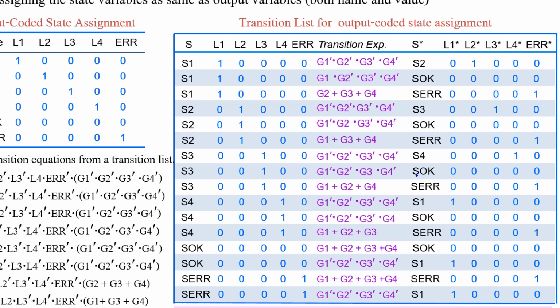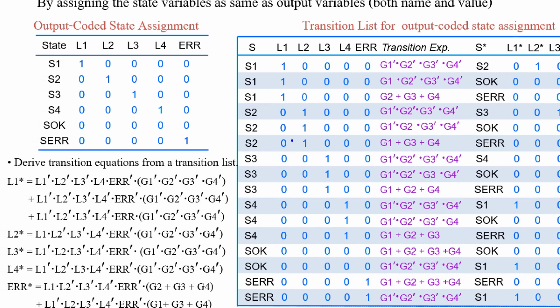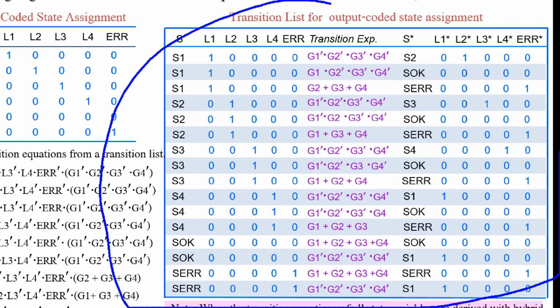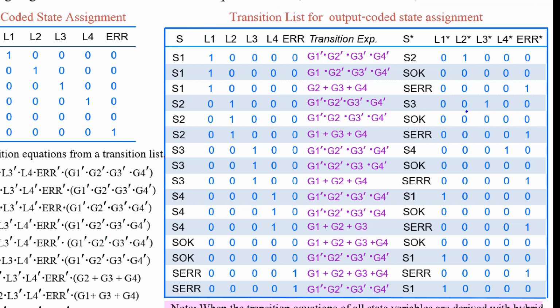When you complete this transition list by using state assignment, you use the output signal the same as the output of the flip-flop, namely the output variable and the state variable are the same. So this kind of state assignment is called output code state assignment. From the transition list, using this output code state assignment, you get something like this. After that, you can find the equation for each one.